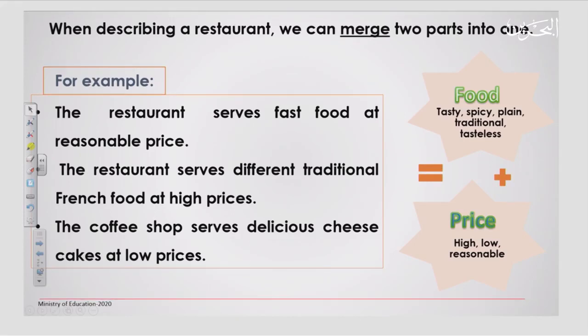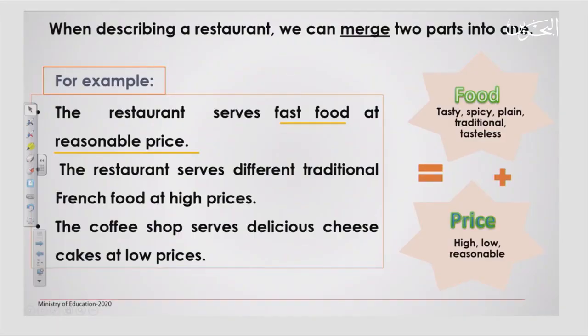So what is the type of the food? It's fast food. And the price is a reasonable price. Now, I want you, in your piece of paper, together we'll read the sentences and write for me the type of food and the price. The restaurant serves different traditional French food at a high price, or at high prices.